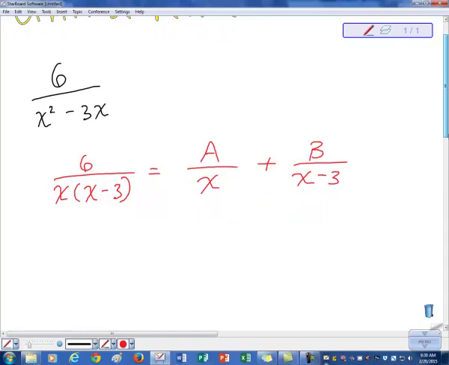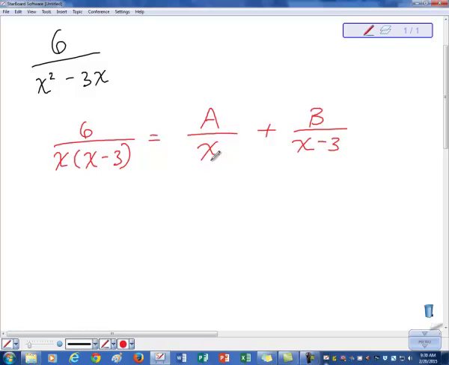And then, the easiest way to do this is to look at each denominator, set each denominator equal to 0 and solve. So we get x equals 0 and x minus 3 equals 0. And so we would solve this and we get x equals 3. So the purpose of this is we want to eliminate either the A or the B. Since there's only two, we want to eliminate just either the A or the B.